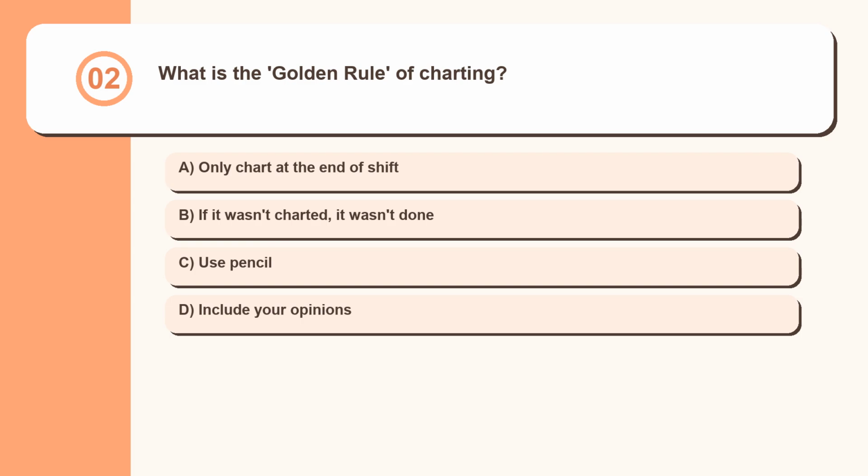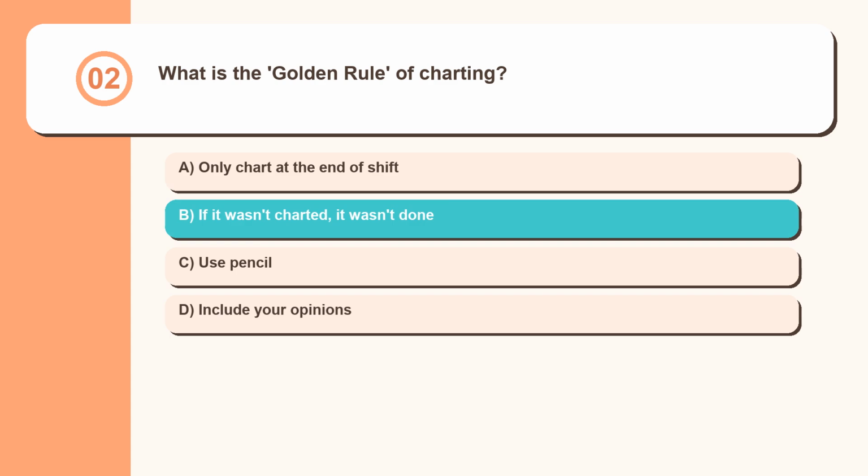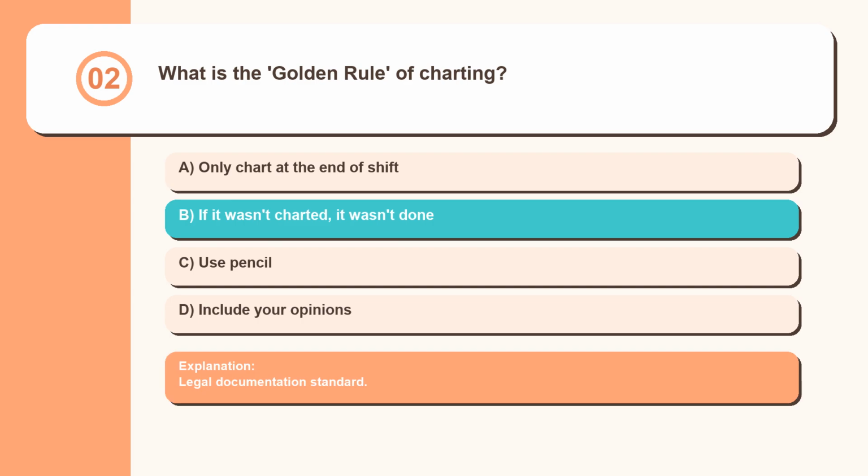Question 2. What is the golden rule of charting? Only chart at the end of shift. If it wasn't charted, it wasn't done. Use pencil. Include your opinions. Legal documentation standard.